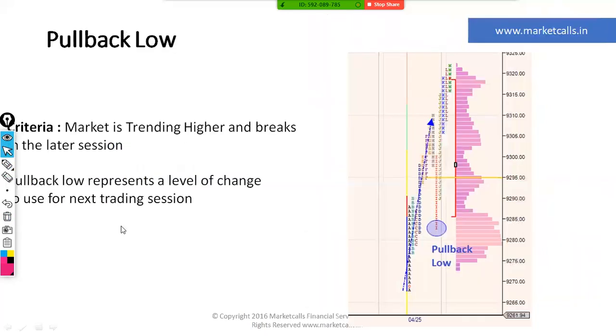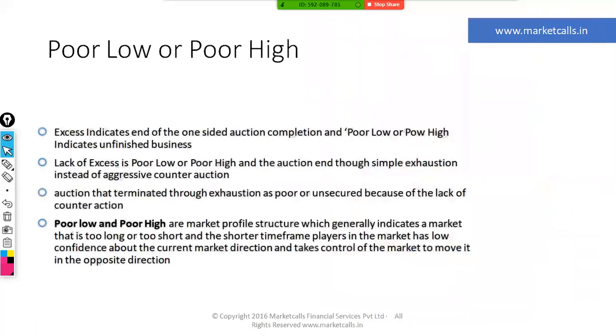And next comes the pullback. We already talked about the pullback lows, so let's talk about poor highs or poor lows. Poor highs and poor lows are, I would say, a kind of unfinished business. It's a poor way of auctioning, right? So generally, let's say this is 10,700. This is the current scenario which was happening here, 10,700 and 10,000, 11,000.